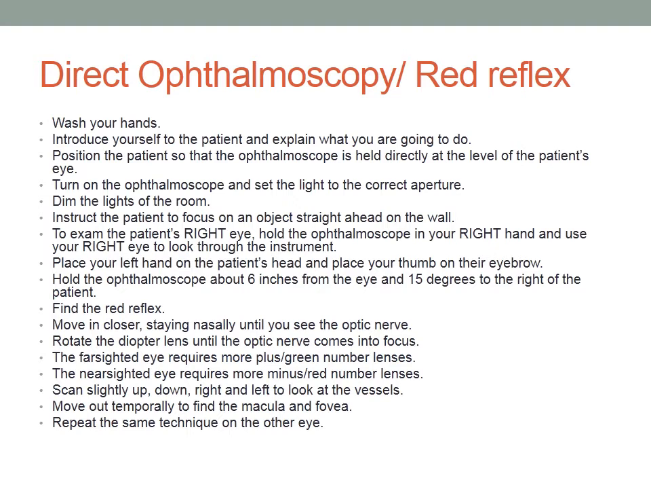Find the red reflex. Move in closely, staying nasally until you see the optic nerve. Rotate the diopter lens until the optic nerve comes into focus. The far-sighted eye requires more plus or green lenses, and the near-sighted eye requires more minus or red lenses. Scan slightly up, down, right and left to look at the vessels. Move out temporarily to find the macula and fovea, and repeat the same procedure with the other eye.